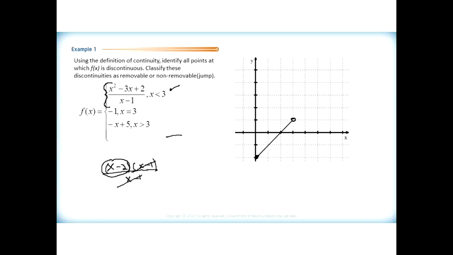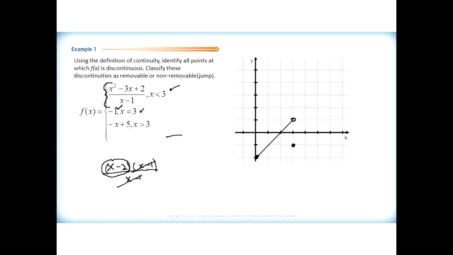Then the next section that's given for us says the function is equal to a y value of -1 when x is exactly 3, but only at exactly 3. So when x equals 3, y equals -1, that's just a point. So I'm going to plot the point 3, -1 right there.